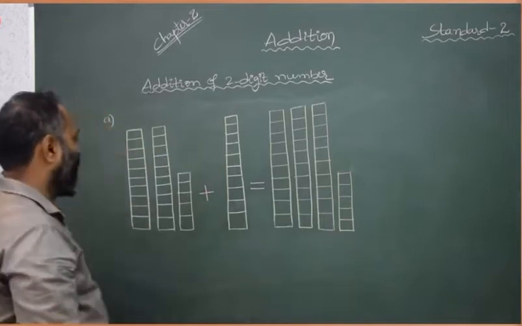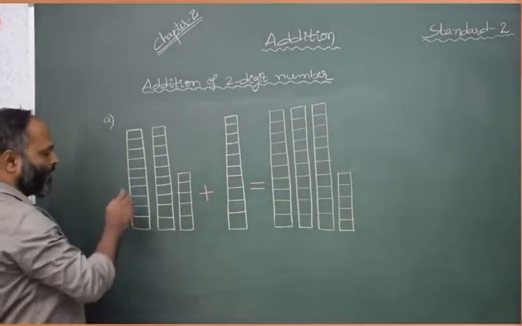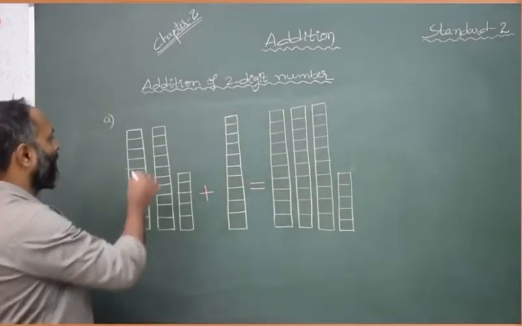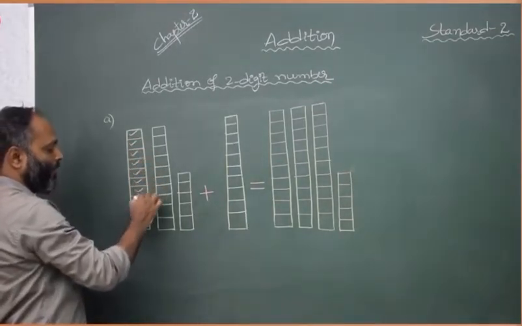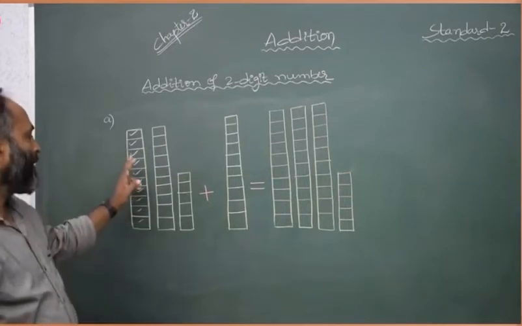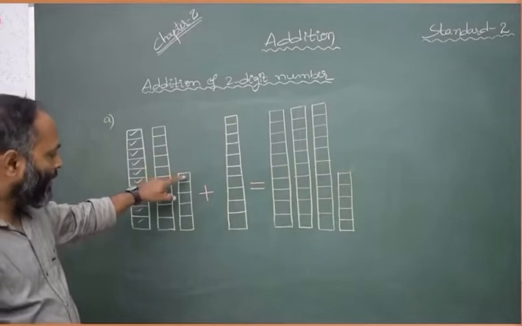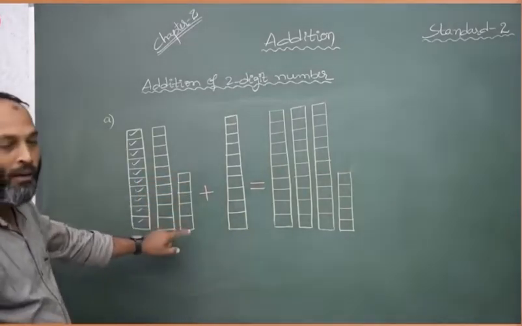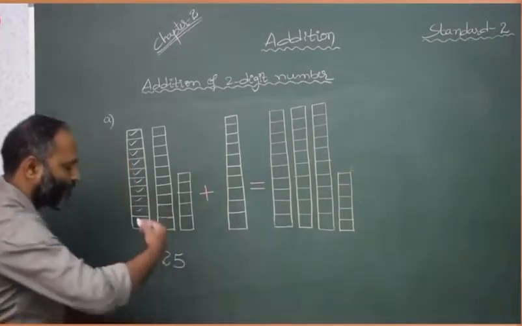Then how many blocks were there in the first addend? First you check, 1 and 2. 2 complete blocks were there. In one block, total how many shells? 1, 2, 3, 4, 5, 6, 7, 8, 9, 10. In a similar way, the second also. Then 10 plus 10 is 20. 20 and this, 21, 22, 23, 24 and 25. The total here in the first addend is 25.